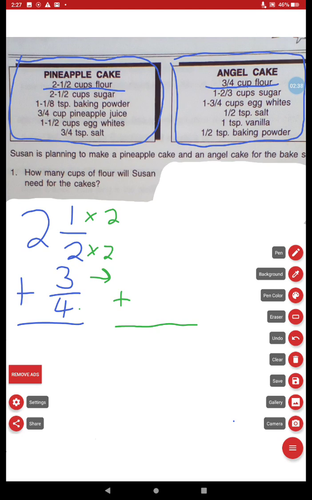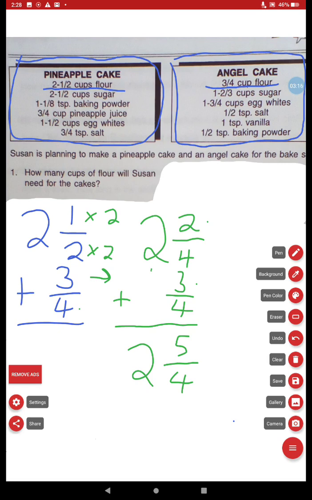Let's rewrite the fraction. 1 times 2 is 2. 2 times 2 is 4. My whole number stays the same. 3/4, I don't need to change because that has a denominator of 4. 3/4. All right, now that I have a common denominator, I can add. Denominator stays 4. Add the numerators. 2 plus 3. 2 plus 3 gets me 5. Whole number 2 plus nothing gets me 2.